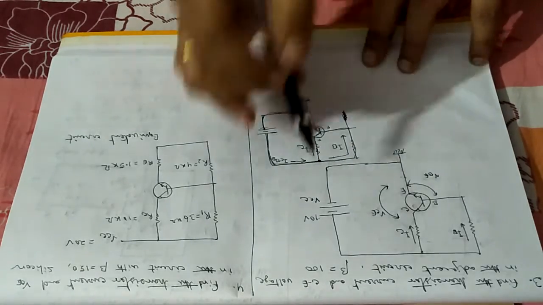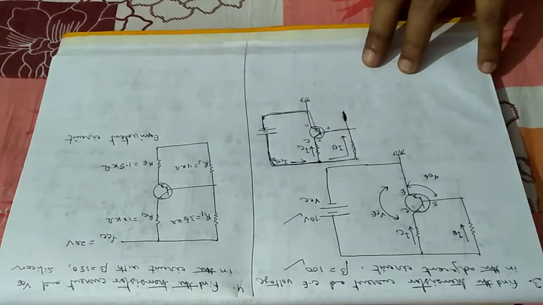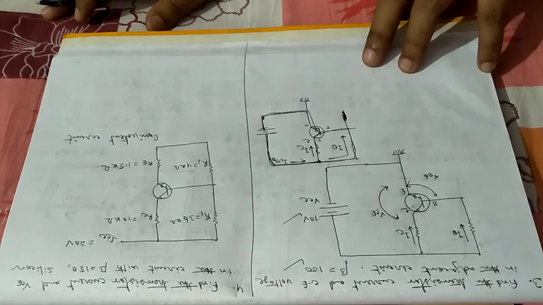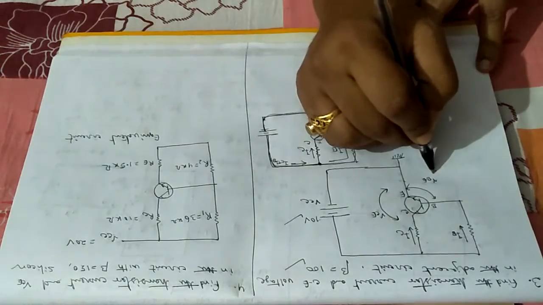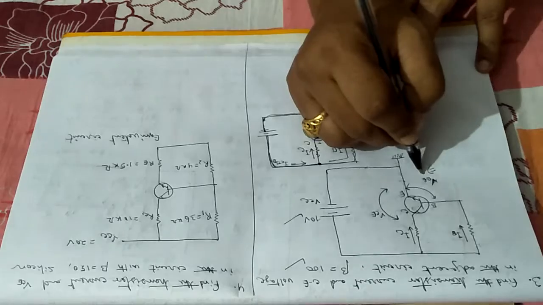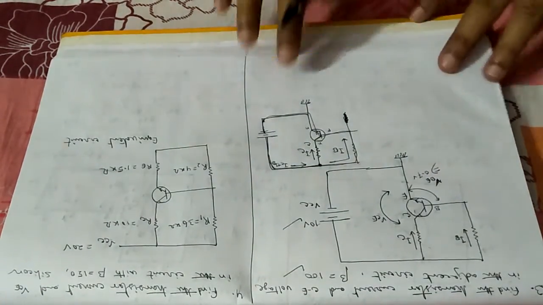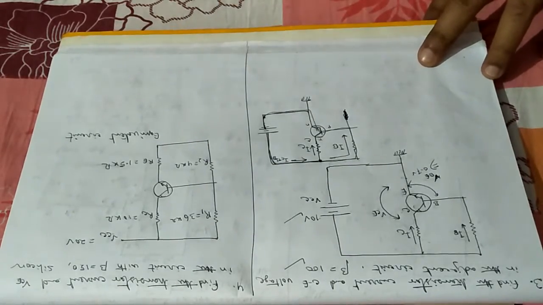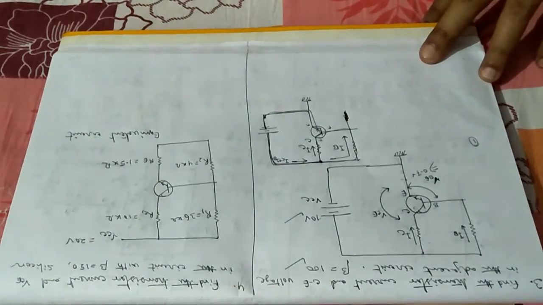Some values are told. The value of VCC is told. Beta is told. Nothing else is told. As nothing else is told, I will again consider a silicon transistor for simplicity of calculation, and I will consider VBE, the voltage drop between base and emitter junction, to be 0.7 volt. Then what will be the mode of solution? Same as we did in the previous case. First we target the input terminal, then the output terminal.